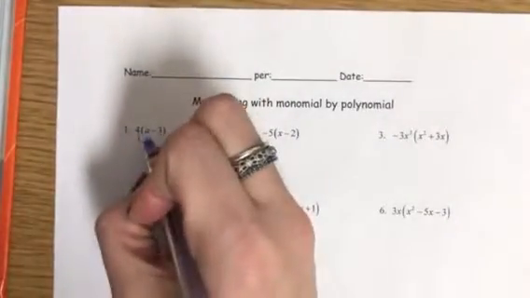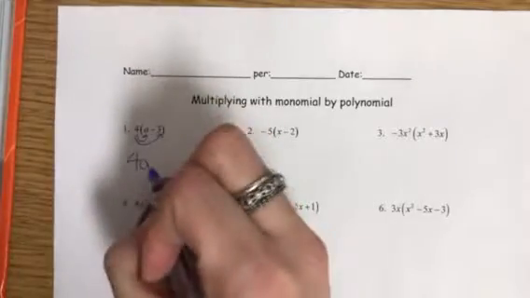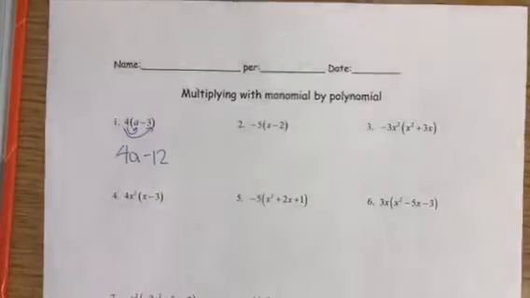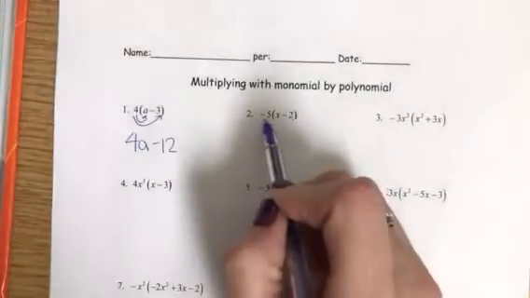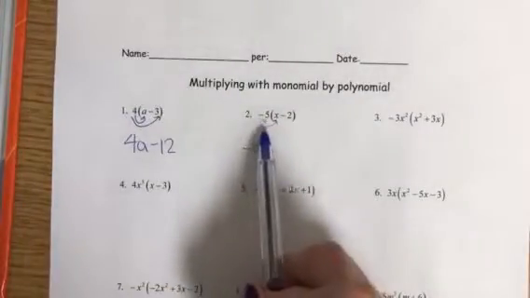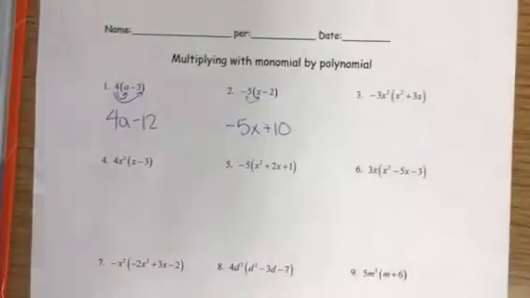So number one, we distribute. 4 times a is going to give us 4a. 4 times 3, negative 12. So we will have 4a minus 12. Number 2, negative 5 times x will give us a negative 5x. A negative 5 times a negative 2 will give us a positive 10.